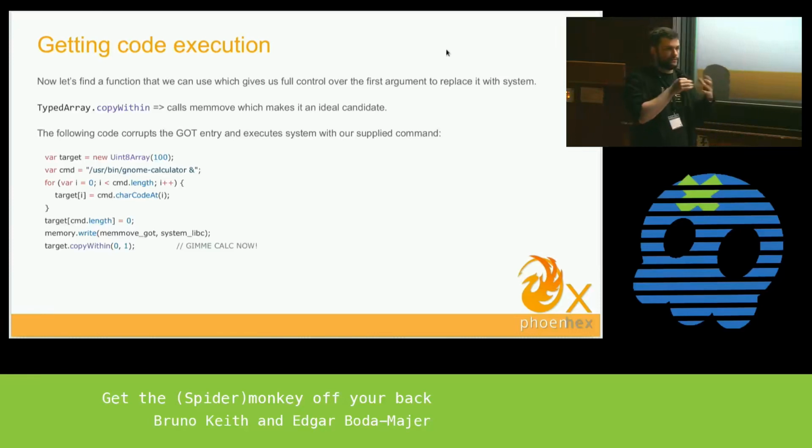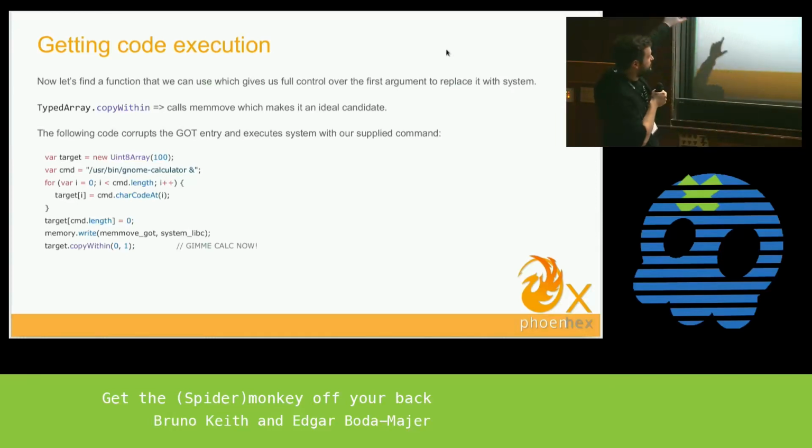And for now, we need to find a method that's called inside the JavaScript engine where the first argument is of the same type, a pointer. For that, we use the copyWithin function, which is defined on typed arrays. CopyWithin actually uses memmove. Memmove's first argument is a pointer to memory.